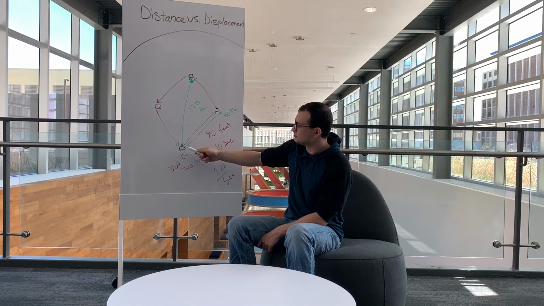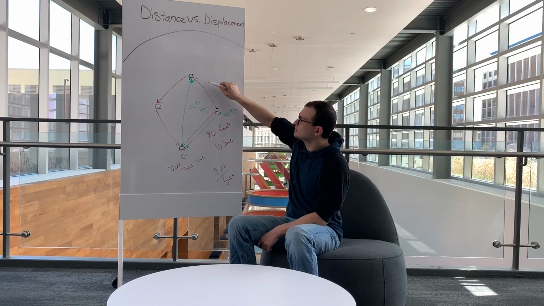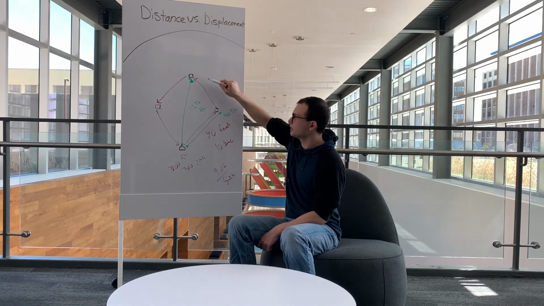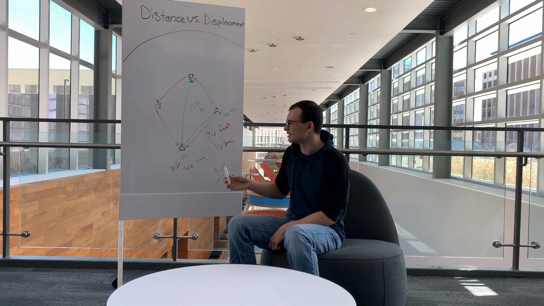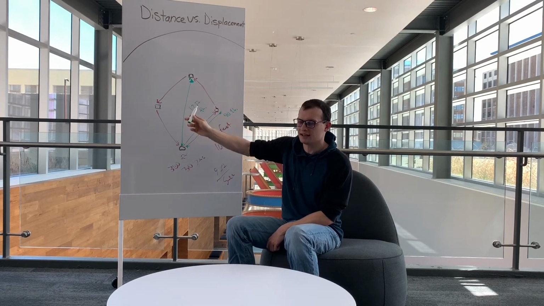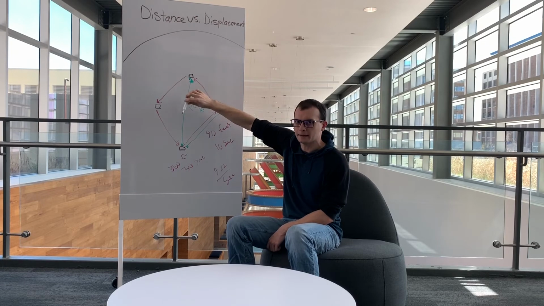When we were looking at the speed or the distance covered, that was not directional because we went 90 this way, 90 this way, 90 and 90, right? It didn't tell us a specific direction. Displacement tells us the exact direction you traveled, but it doesn't tell us what happened along the way.